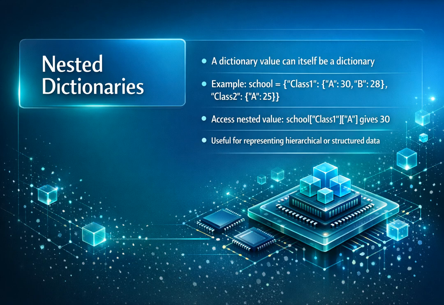A nested dictionary has dictionaries as values. For example, a school dictionary might have class names as keys and each class's section details as nested dictionaries. To access a nested value, chain two square bracket accesses. school['class 1']['A'] gives the number of students in class 1 section A.